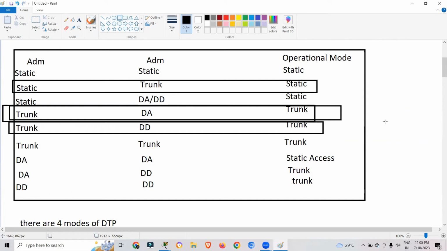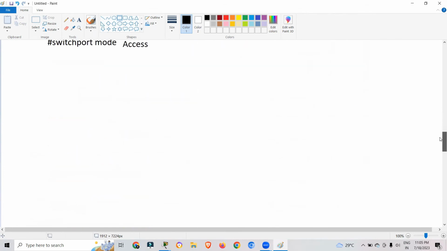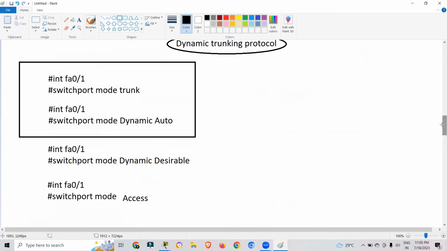Any question now? Can you please go back to the last page about the commands? Yeah, here are the commands. Interface FA0/1 and switchport mode trunk. Those are to set the mode trunk.